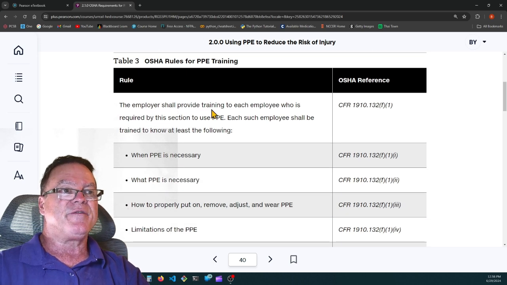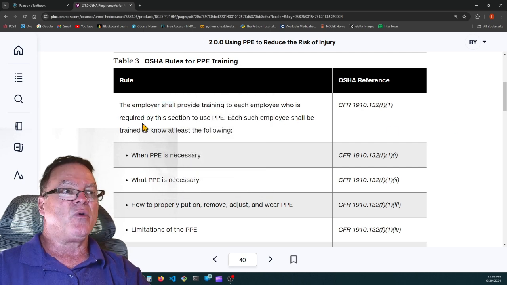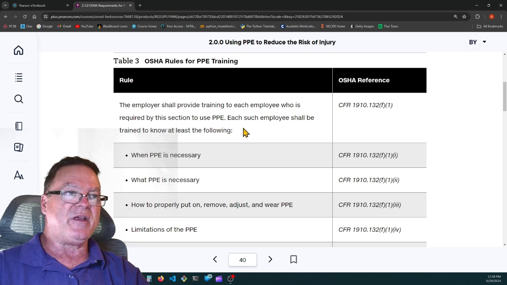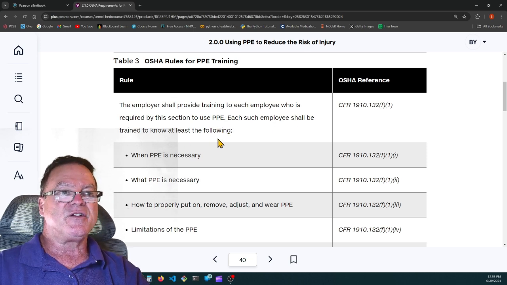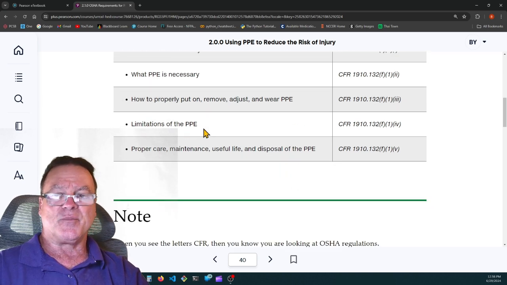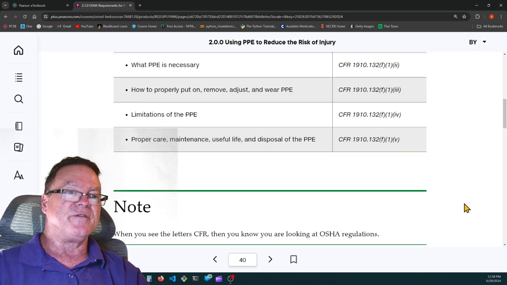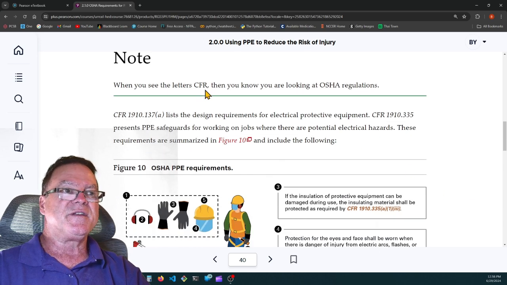The employer shall provide, he has no choice in it, training to each employee who is required by this section to use PPE. Each such employee shall be trained to know at least the following: when the personal protective equipment is necessary, what personal protective equipment is necessary, how to properly put on, remove, adjust, and wear personal protective equipment, the limitations of the personal protective equipment, the proper care, maintenance, useful life, and disposal of the personal protective equipment. Note when you see the letters CFR, then you know you're looking at OSHA regulations, Code of Federal Regulations.